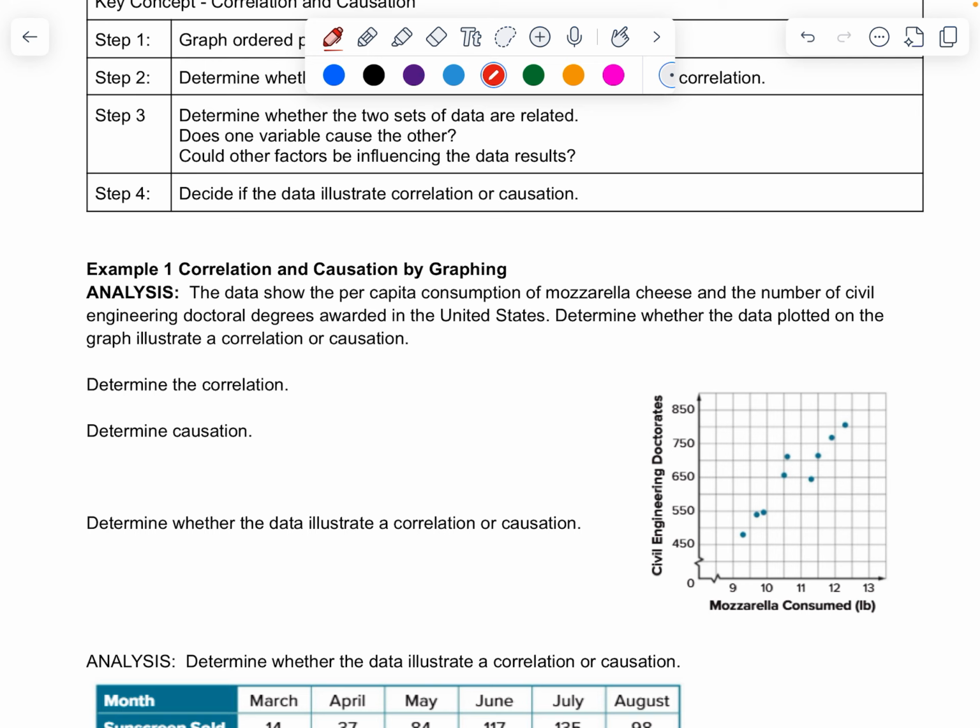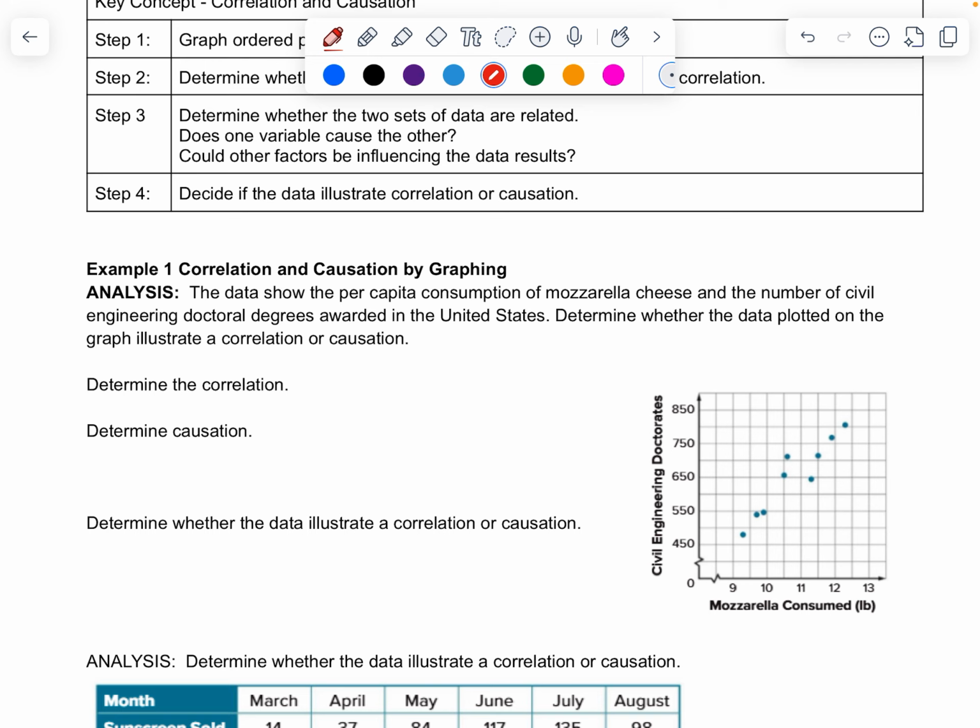Okay, so here we go. First things first. Analyze the data shown. The data show the per capita consumption of mozzarella cheese and the number of civil engineering doctoral degrees awarded in the United States. Determine whether the data plotted on the graph illustrates correlation or causation. Okay, so look at this.